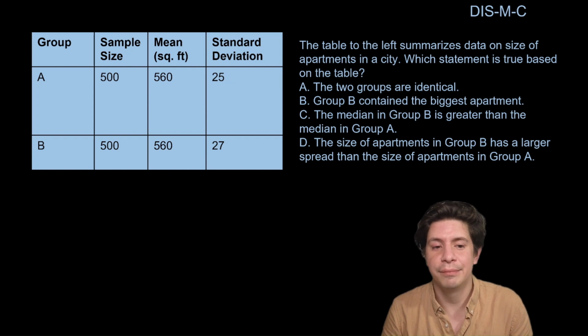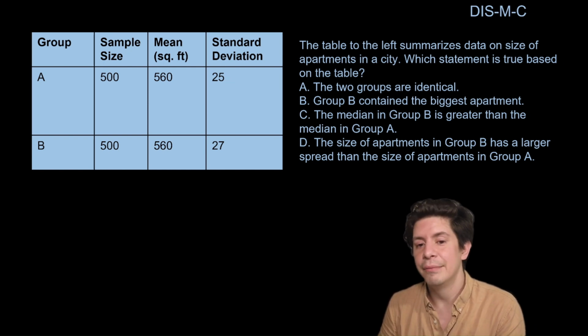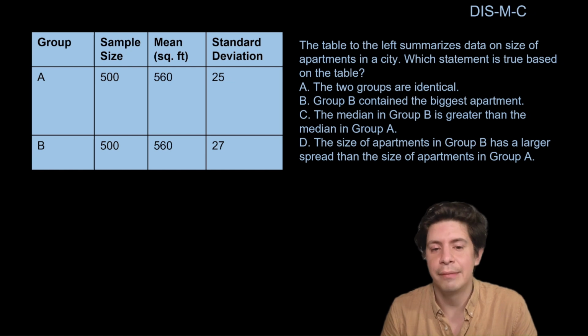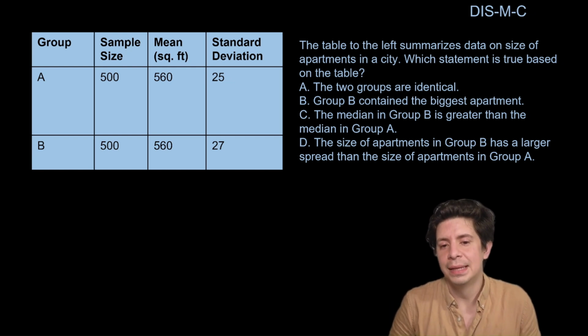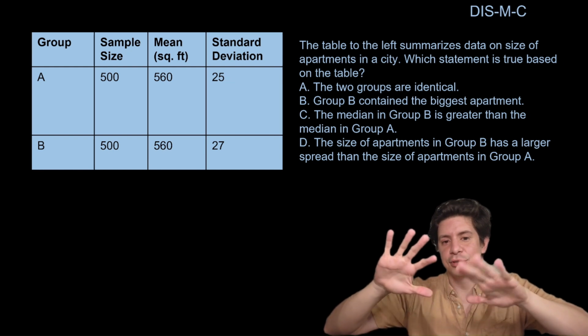Group B contained the biggest apartment. We don't know that because we don't have a max going on here. The median in group B is greater than the median in group A. Again, we don't have enough spread information to know that. The size of apartments in group B has a larger spread than the size of apartments in group A. It would be D. Because of the standard deviation, that's telling us they're spread out more.